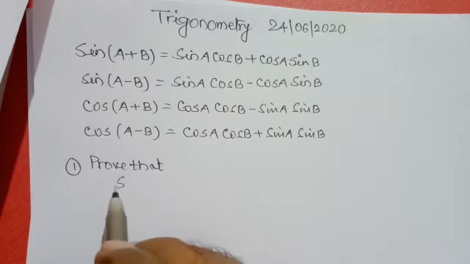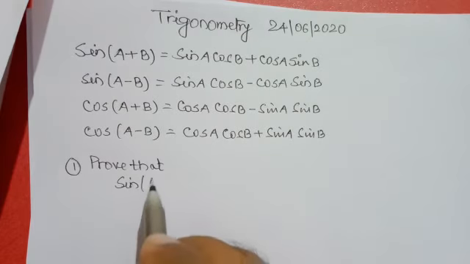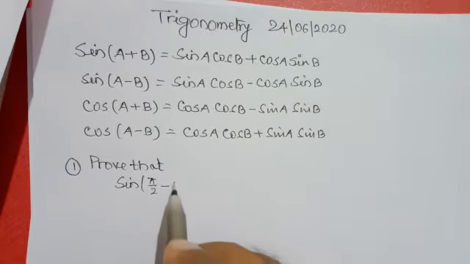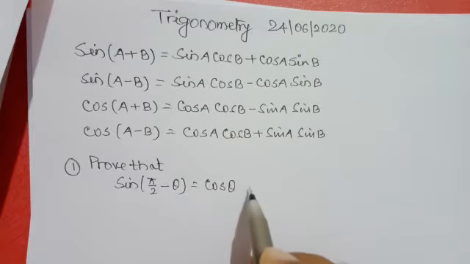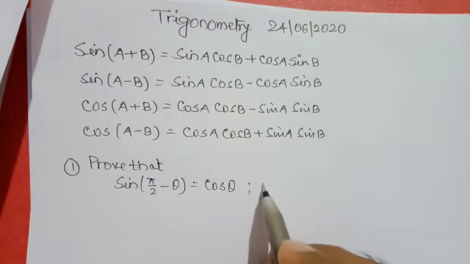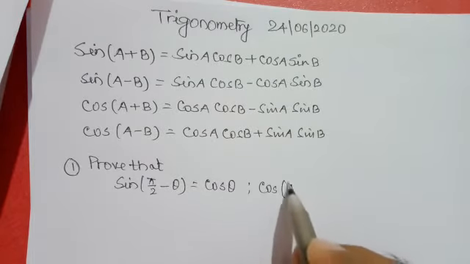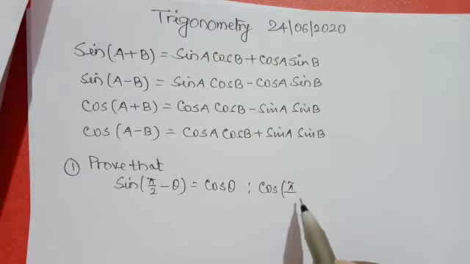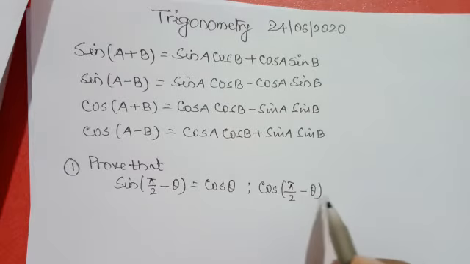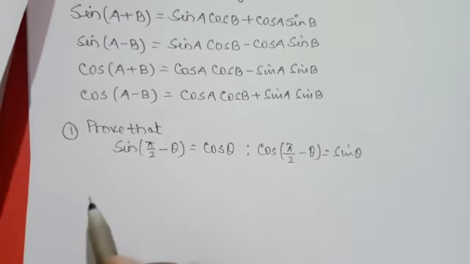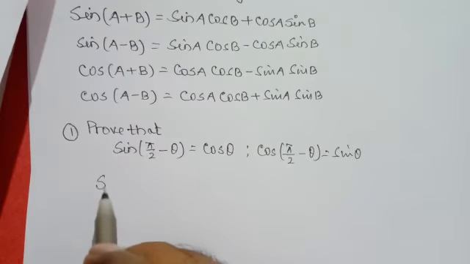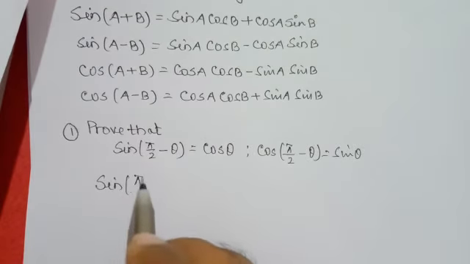sine pi by 2 minus theta is equal to cos theta, and cos pi by 2 minus theta is equal to sine theta. See, sine pi by 2 minus theta.